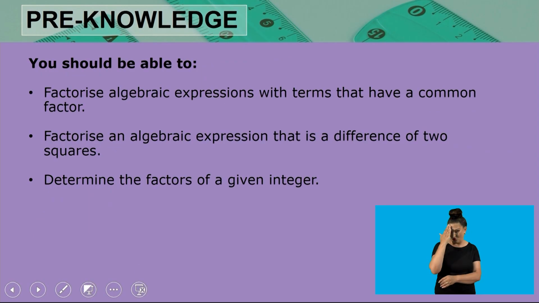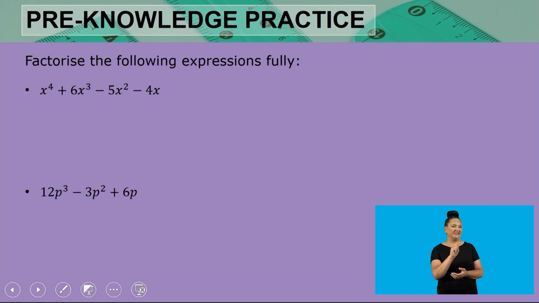So let's look at the pre-knowledge that you should have for this lesson. You should be able to factorize algebraic expressions with terms that have a common factor. You should be able to factorize an algebraic expression that is a difference of two squares, and you should be able to determine the factors of a given integer. Let's practice a bit of that pre-knowledge. Factorize the following expressions fully.